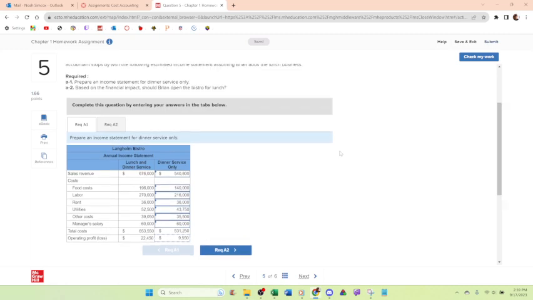At least financially speaking, it is not worth it, but maybe other considerations would be good because you're expanding your business and maybe it'll lead to more profits in the future, but it's a temporary setback right now.